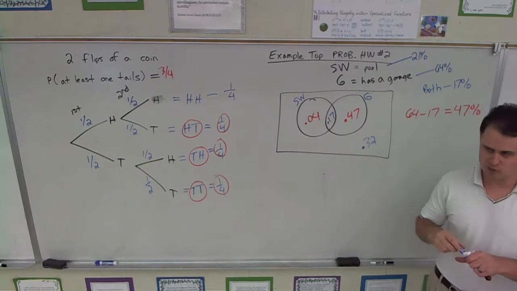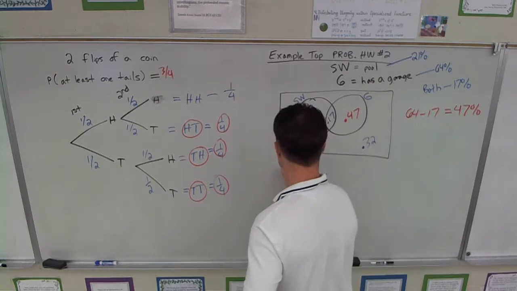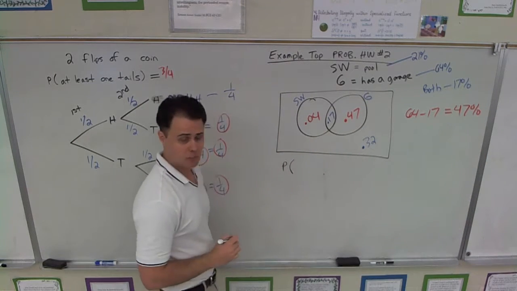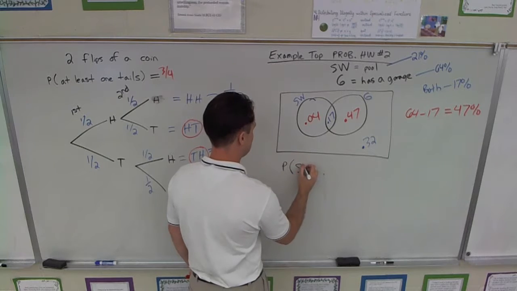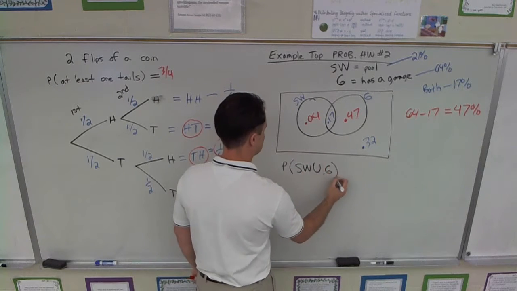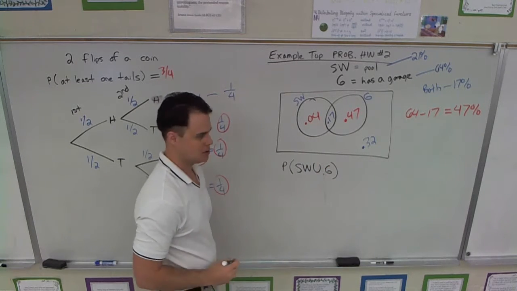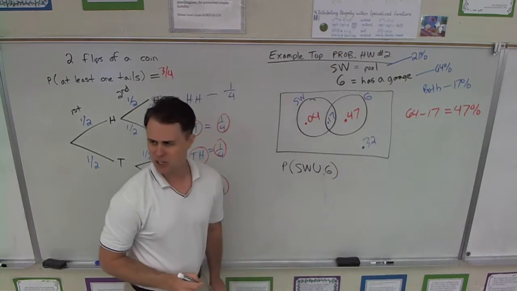Okay. So what specifically were we asked to find? Probability of what? Pool or. So I'm going to say pool or garage, using my notation that I developed, right? Pool or garage. So what do you guys think for that?